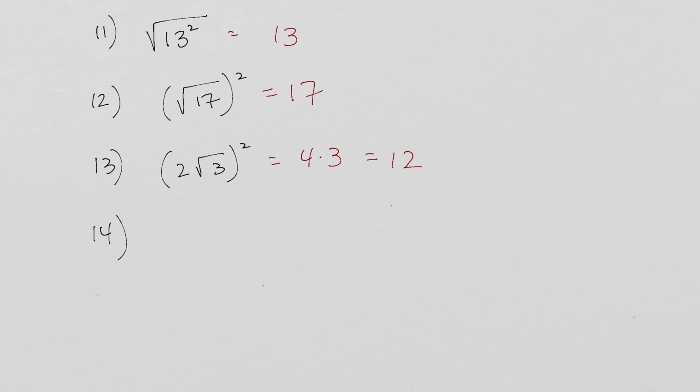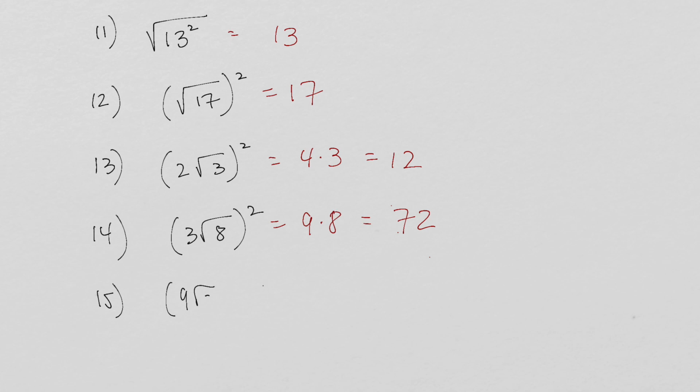Number 14 is 3 root 8 squared. Now when we square this and get 9, we square this and get 8. And that's going to give us 72. Number 15, we have 9 root 2 squared. And again, when we square this, we're going to square this and get 81, square this and get 2. So this is going to turn into 162.